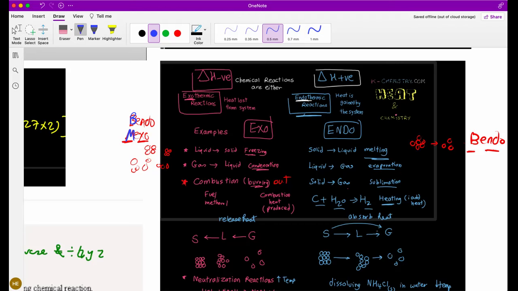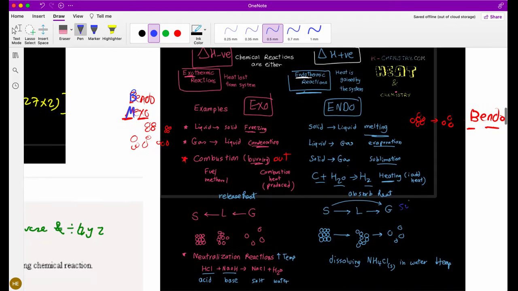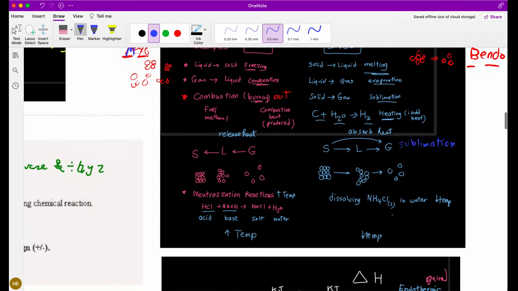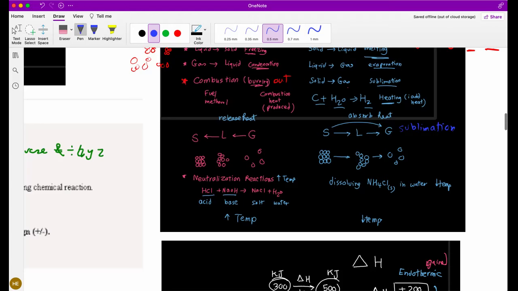So solid into liquid into gas, or solid into gas, which is sublimation directly, is also an example of endothermic. Dissolving NH4Cl in water, you have to memorize this one. Neutralization reaction, the interaction between an acid and a base, will be an exothermic reaction. You have to memorize this one. The reaction between carbon and water to form hydrogen.